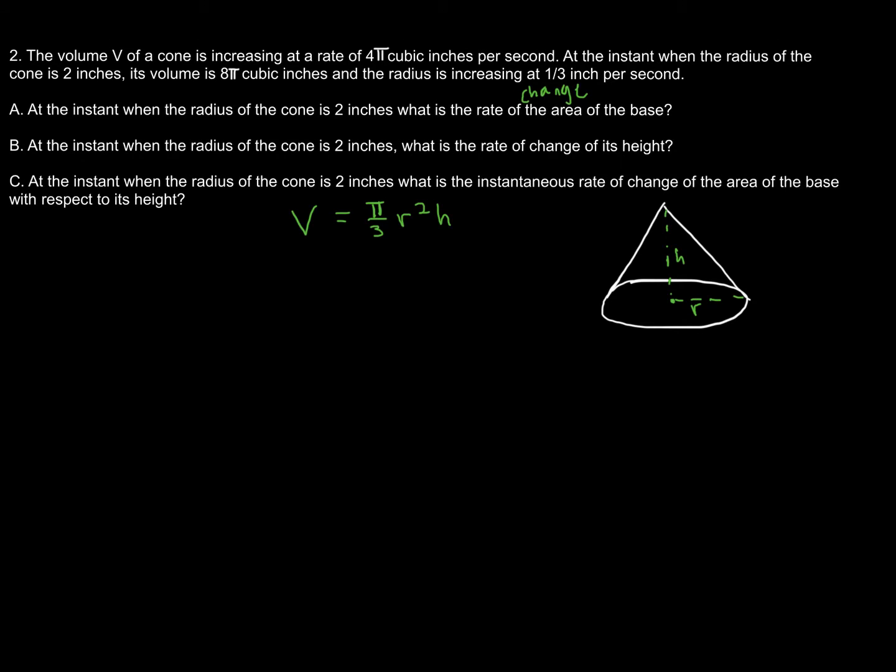All right, so here's my diagram. I have a cone, I have the height, the variable h, radius, the variable r. And here's the equation for the volume of a cone, which is 1/3 pi, or pi over 3, r squared h. And question A says, at the instant when the radius of the cone is 2 inches, what is the rate of change, I forgot to put that word in, the rate of change of the area of the base.